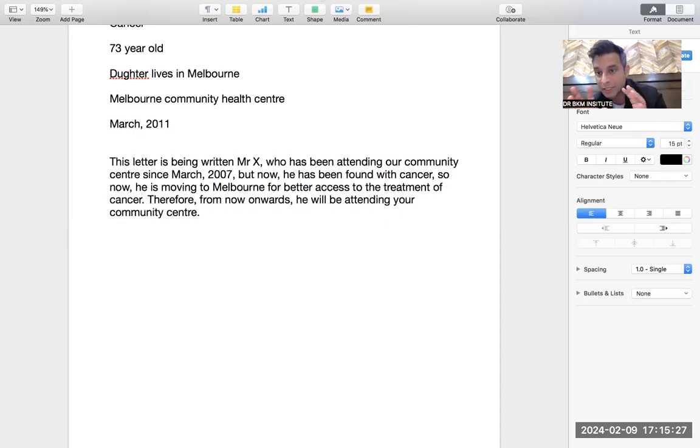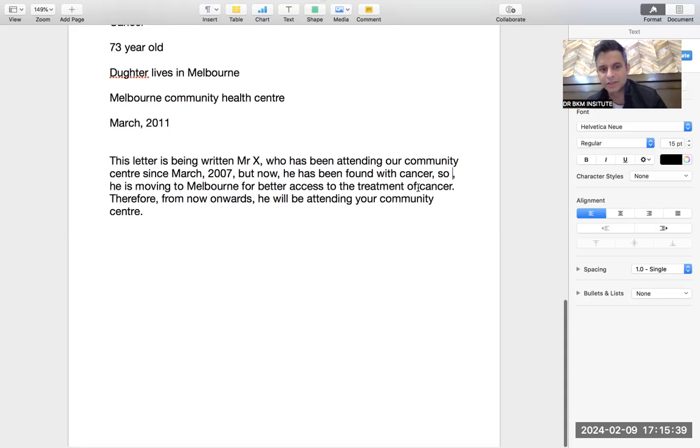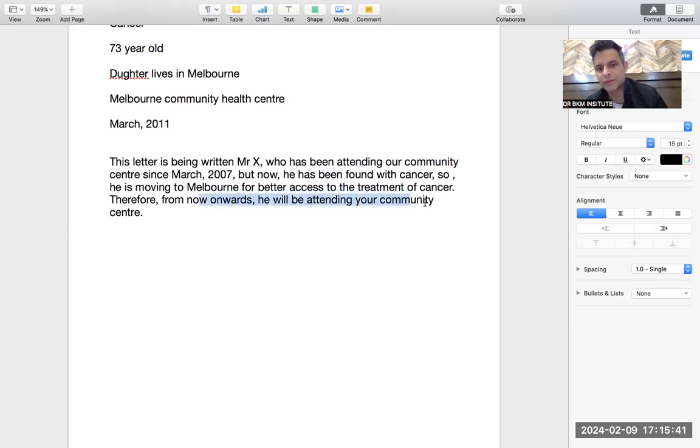So he was attending our center, but now he has been found with cancer. So he is moving to Melbourne for better access to the treatment of cancer. Therefore, from now onwards, he will be attending. So we are just referring the patient from our community center to a different center.